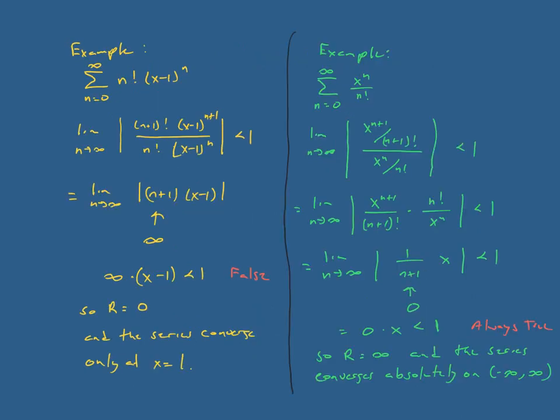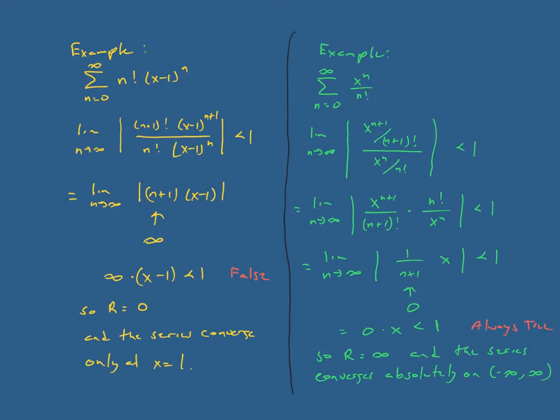So right here, I have two different examples, one in yellow, one in green. Okay, let's start out with the one in yellow. So our power series in this case is the sum as n goes from 0 to infinity of n factorial times x minus 1 to the n. So I set that up with the ratio test.